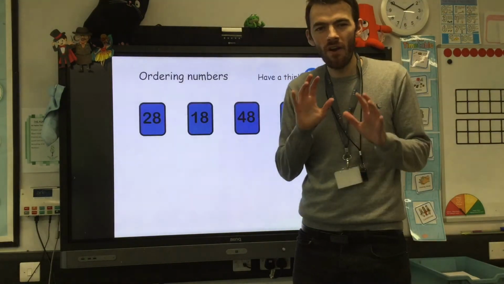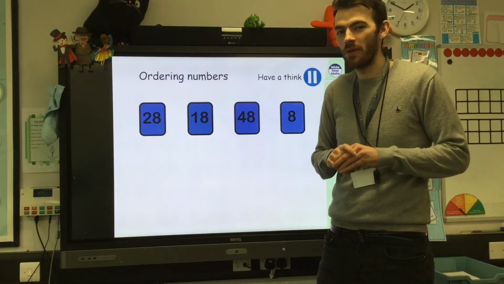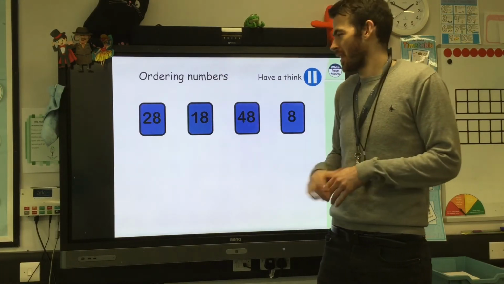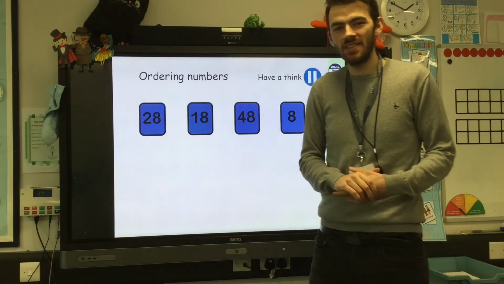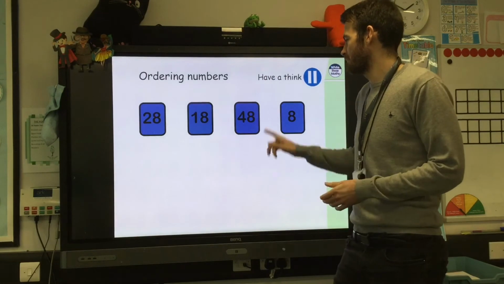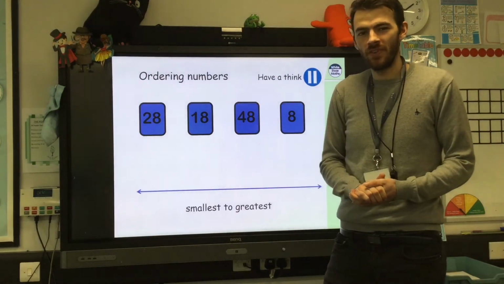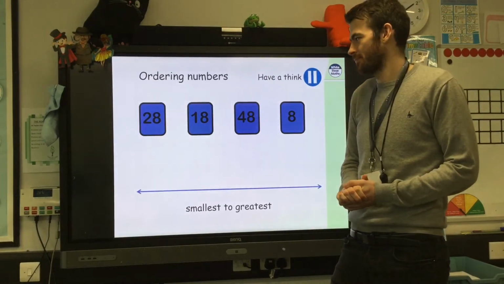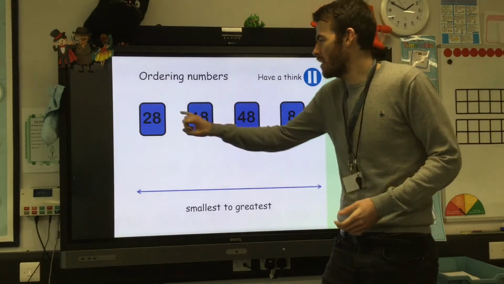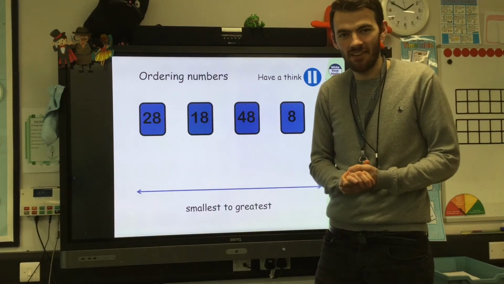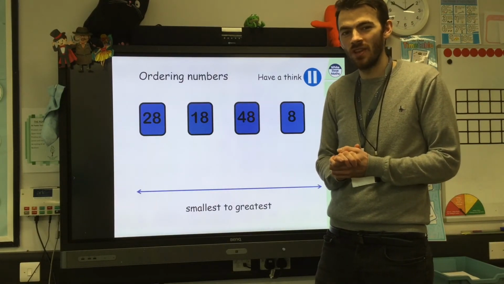Now I have one final example for you before we go on to today's activity. We're going to order some numbers. However, we don't have any base 10 to represent it here, so we're going to look at the numbers themselves. What I'd like you to do is try and order them from smallest to greatest. So when we look at these numbers, first we need to look at how many 10s they have, because that is going to help us to order them.